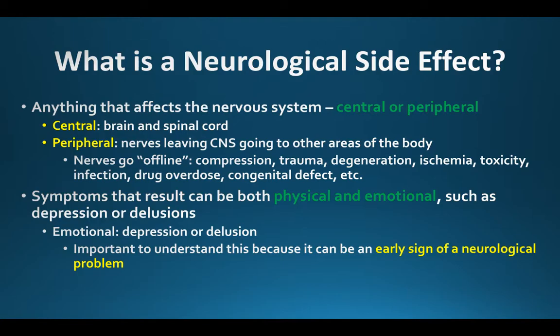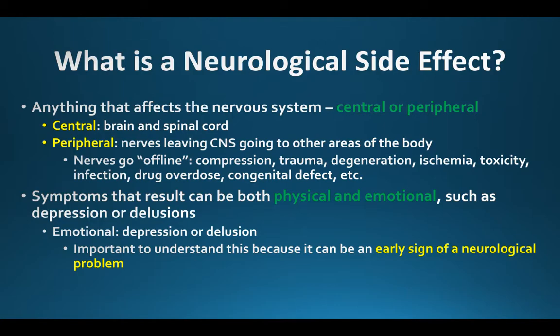The central nervous system is made up of the brain and the spinal cord. The peripheral nervous system is made up of nerves that leave the central nervous system and go to other areas of the body. It's when these nerves go offline that you're going to have the problems. If they go offline, then the nerves can't do what they're supposed to do.